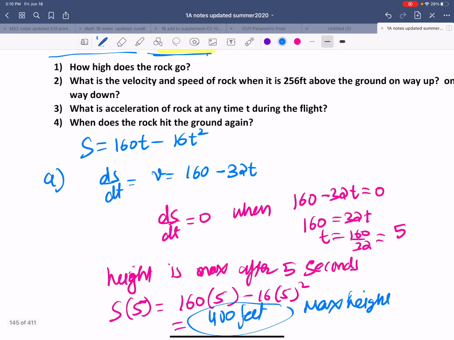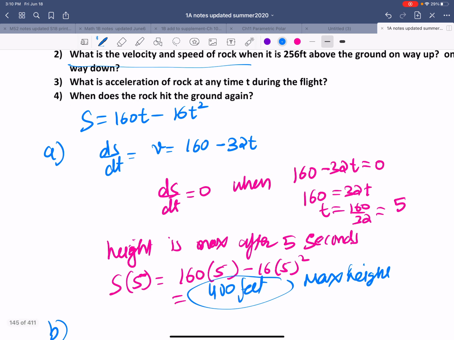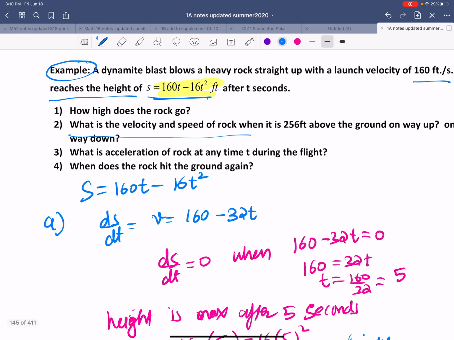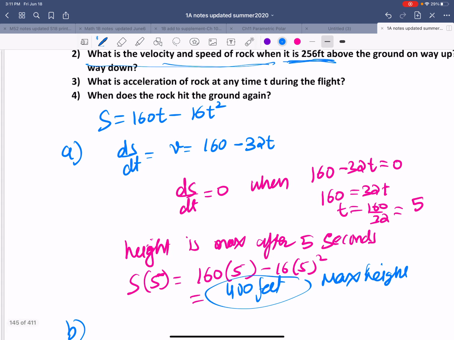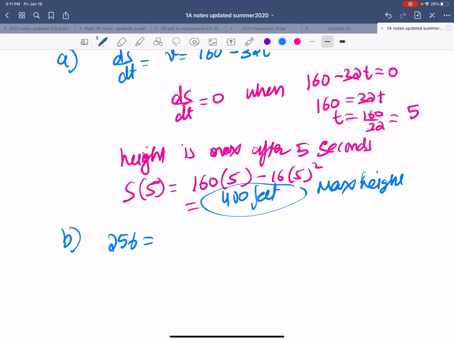Part B. What's the velocity and speed of the rock when it is 256 feet above the ground on the way up? Okay, so for part B, we're looking for when it's 256 feet up. When this is the position, what is the velocity? So let's check, when is this position for the object? 256 is the position, but when does it happen?